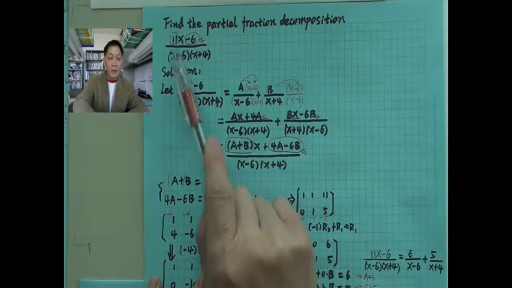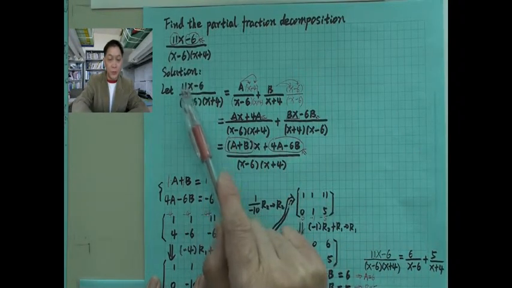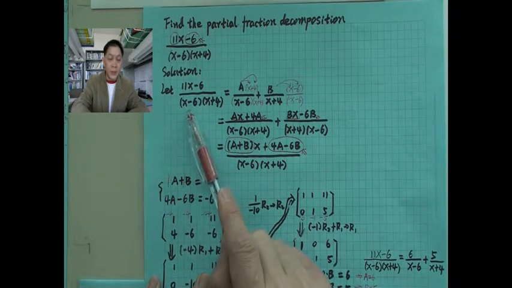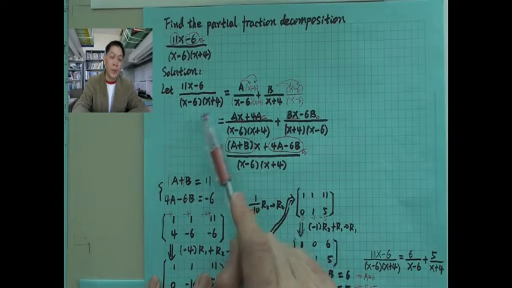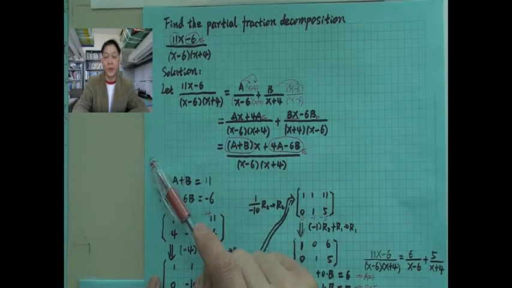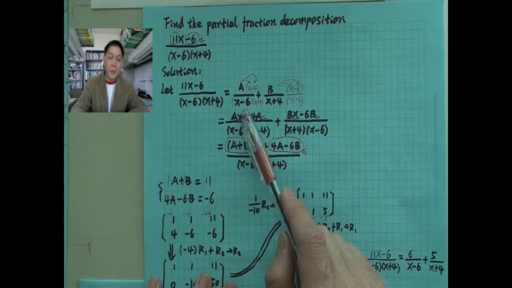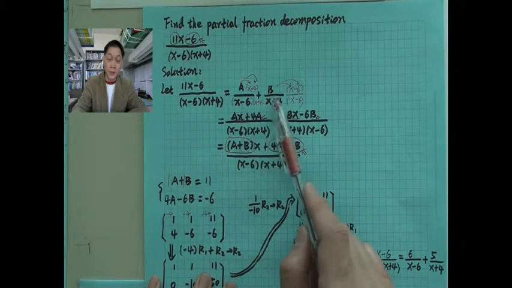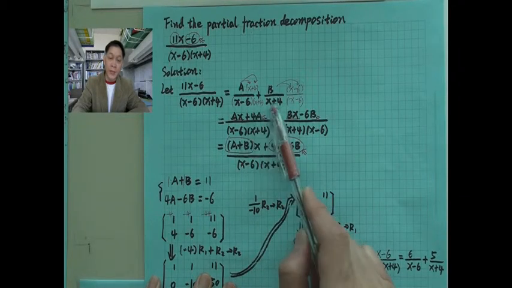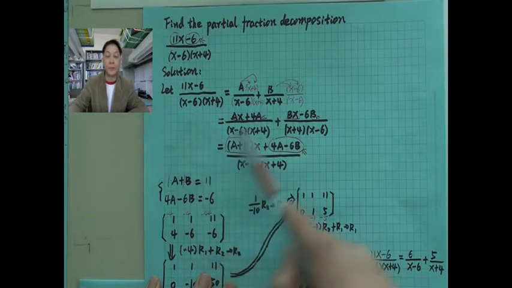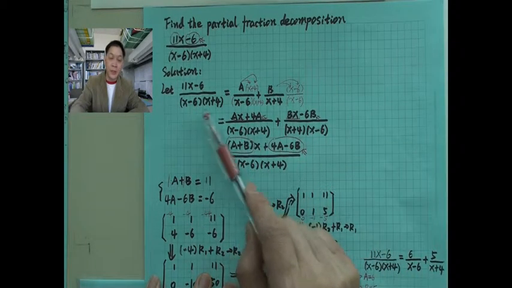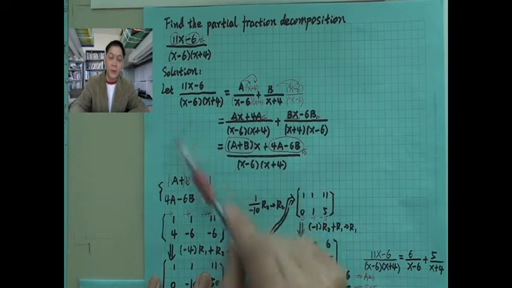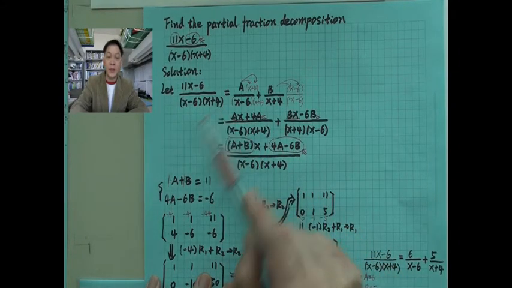You see right here we have 11x - 6 for the numerator. The denominator is a quadratic, which means its degree is 2, when you FOIL it out. So we want to find out what two fractions add together to get this one. The first one has denominator x - 6, and the second has x + 4.